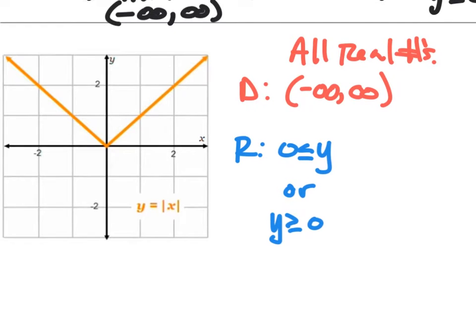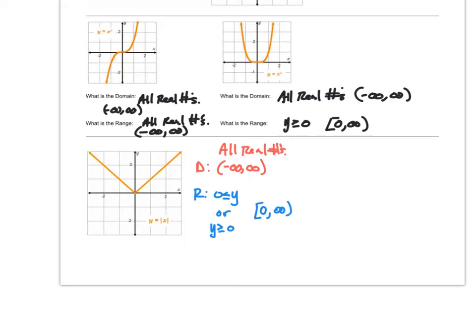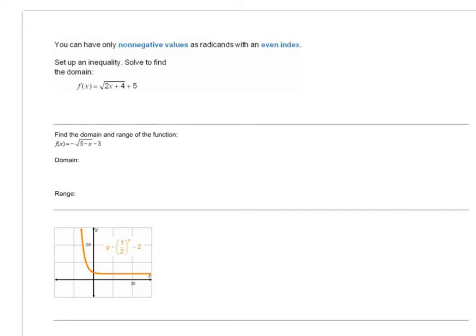Or you can put it in interval notation and say that your values include 0 and we go to positive infinity. All right, that's it for that page. Let's move on to the next one. Okay, let's take a look at this next page.